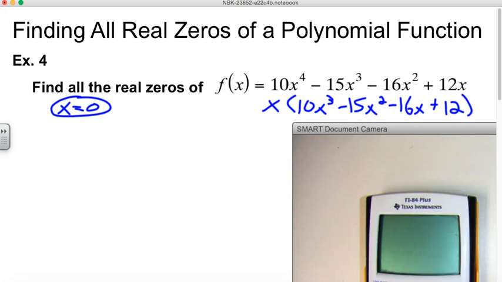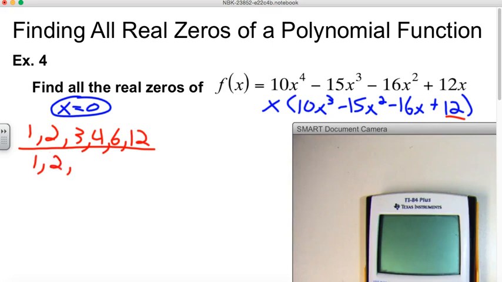So let's figure out what our possibilities are. Factors of 12 are 1, 2, 3, 4, 6, and 12. We've got a lot of choices that will go into 12. And then factors of 10: 1, 2, 5, and 10. All right, so this is going to be a lot of options, right? We've got 1 over 1, 2 over 1, 3 over 1, 4 over 1, 6 over 1, 12 over 1. And they're all positive and negative, okay?